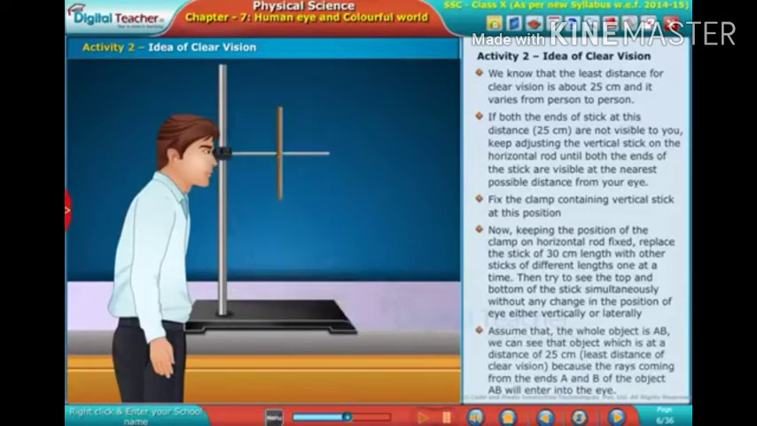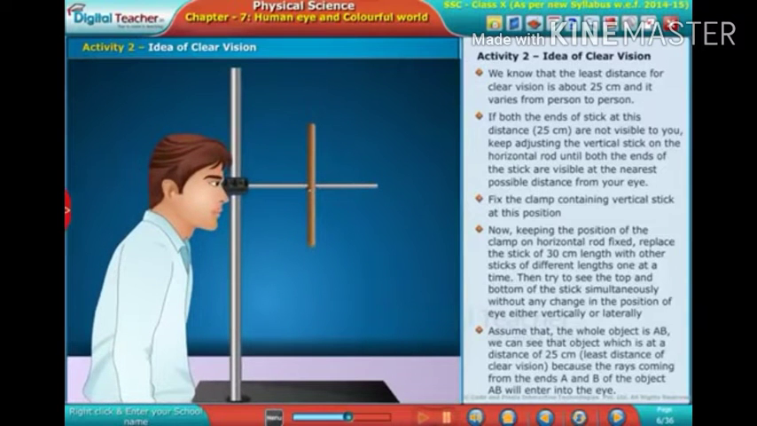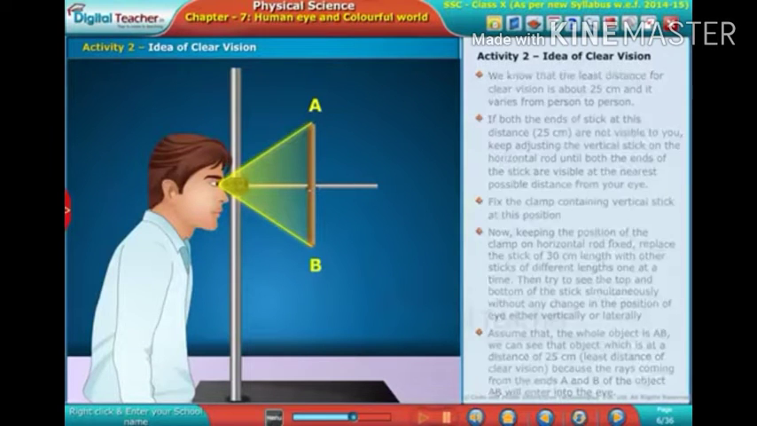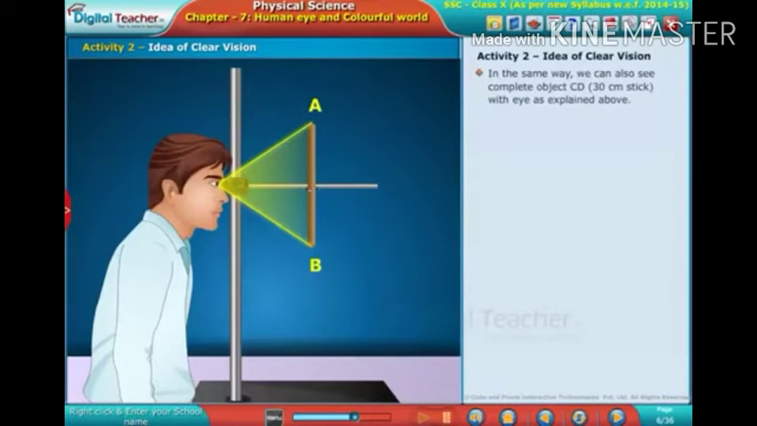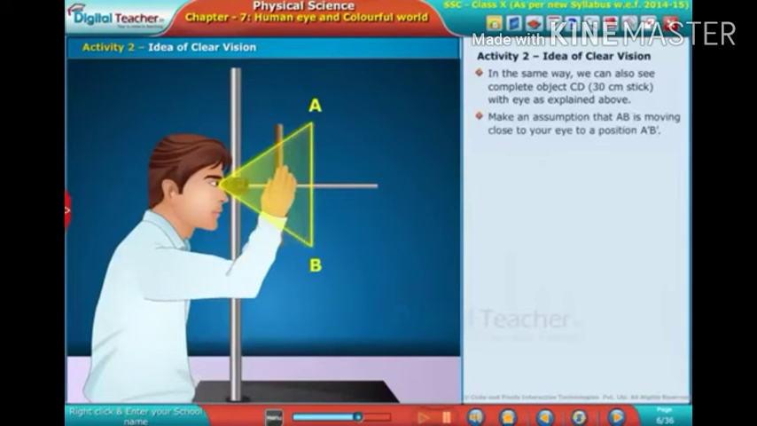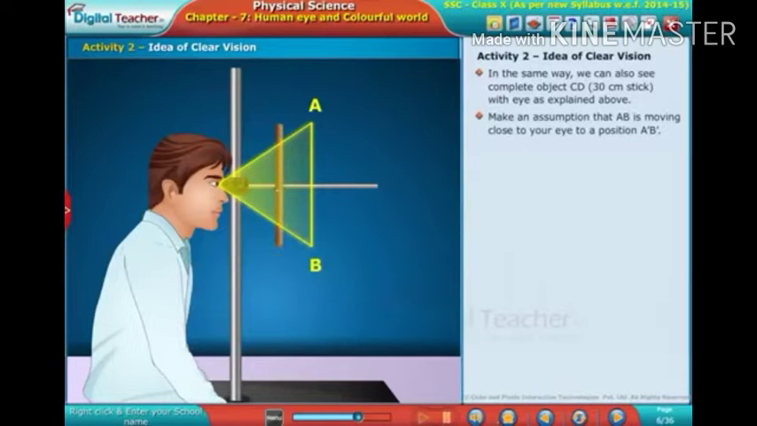We can see that object which is at a distance of 25 centimeters, the least distance of clear vision, because the rays coming from the ends A and B of the object AB will enter into the eye. In the same way, we can also see the complete object CD, the 30 centimeter stick, with the eye as explained above. Make an assumption that AB is moving close to your eye.